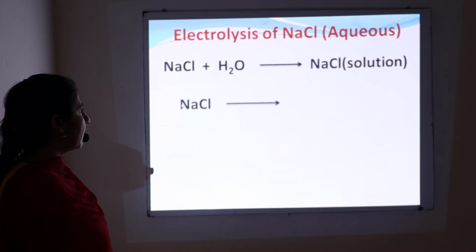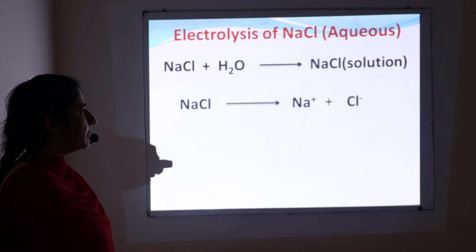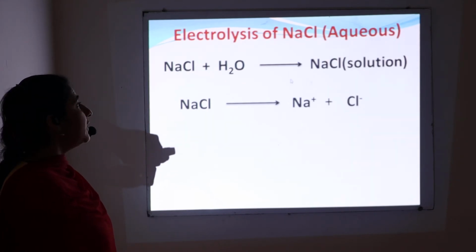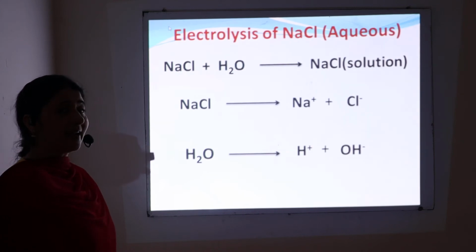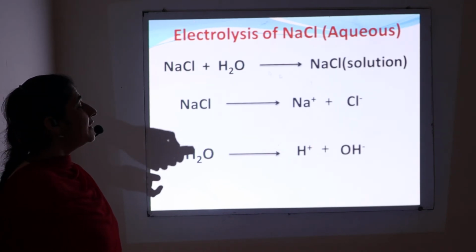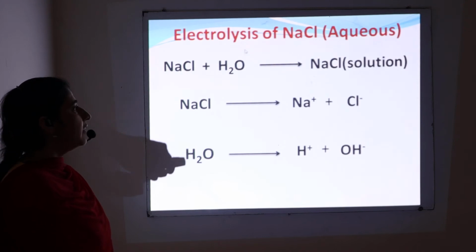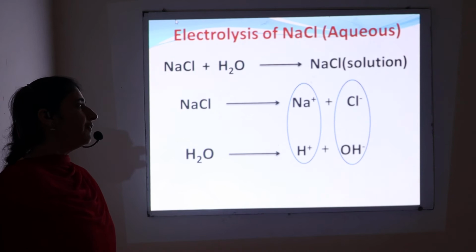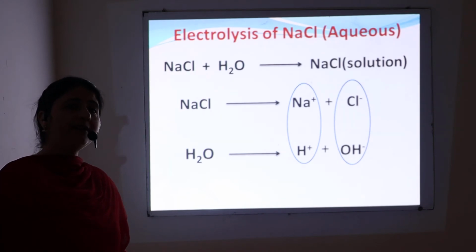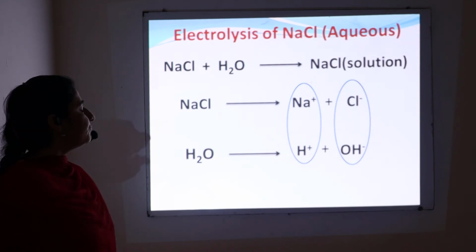We have sodium chloride, which dissociates into sodium ions and chloride ions. We have also added water, so water is also dissociated into H positive ions and hydroxyl ions. So in aqueous sodium chloride, we have two types of positive ion and two types of negative ion. We have already discussed that in molten sodium chloride, there is only one type of positive ion, the sodium ion, and one type of negative ion, the chloride ion.